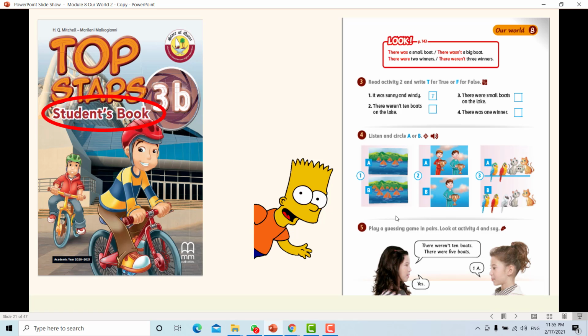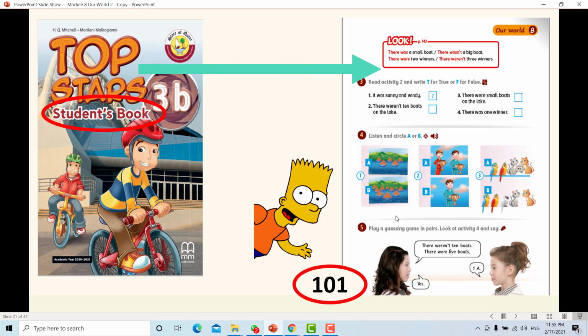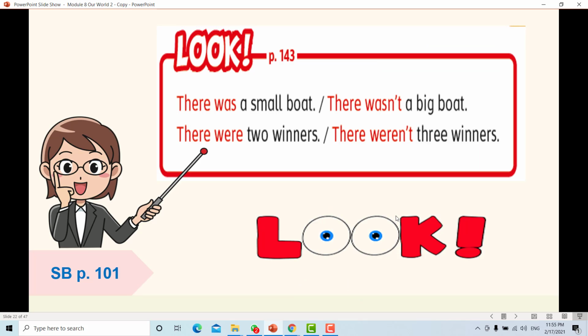Now, student's book page 101. Look at the grammar box. There was a small boat. There wasn't a big boat. There were 2 winners. There weren't 3 winners.